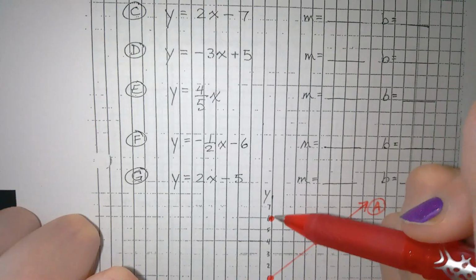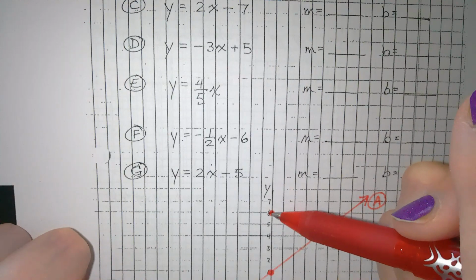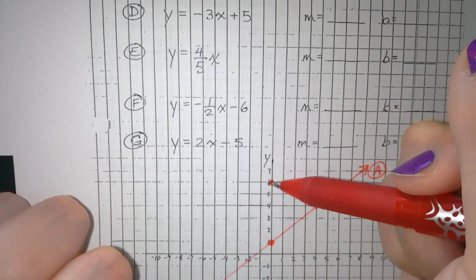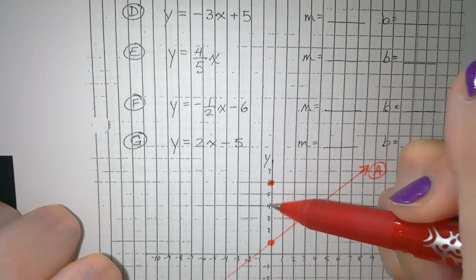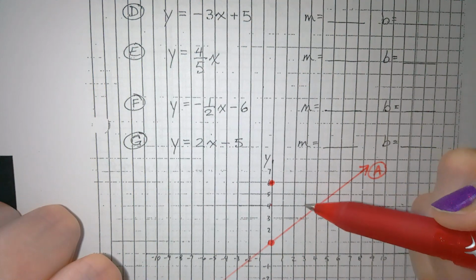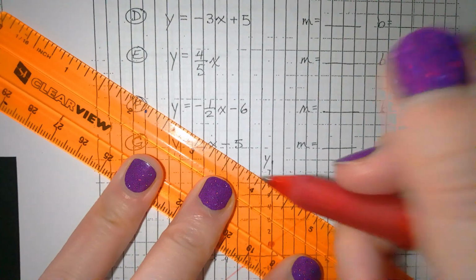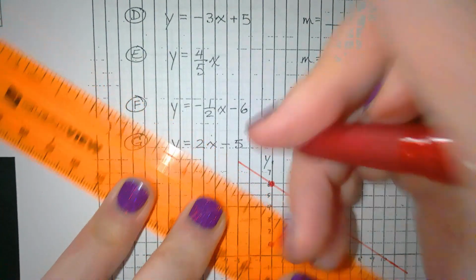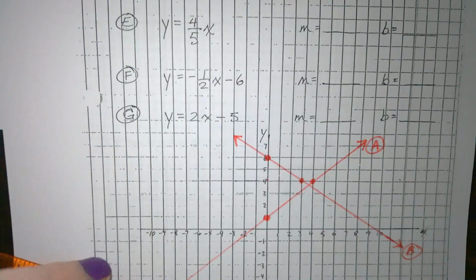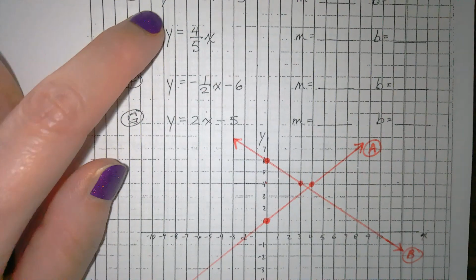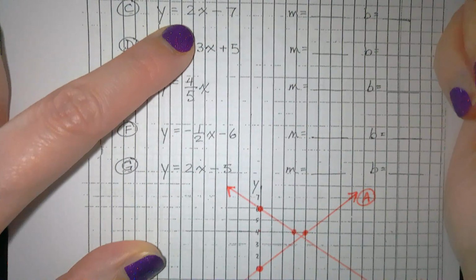So remember the elevator trick yesterday? We talked about it. So Hannah, what do I do from this point? Down 2. Yep. And then to the right 3. Perfect. Okay. Now, is this so much faster than doing a table of values? Yes. Okay, and that's my line B.